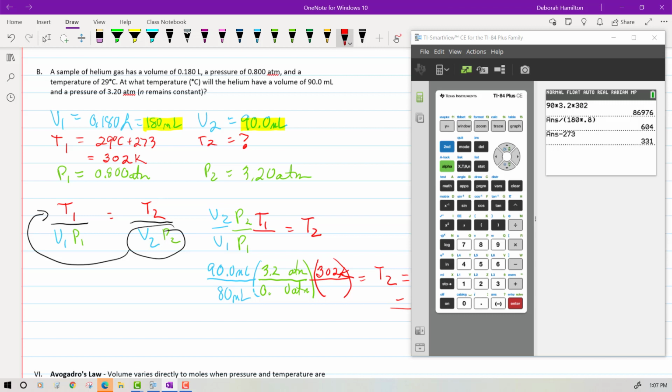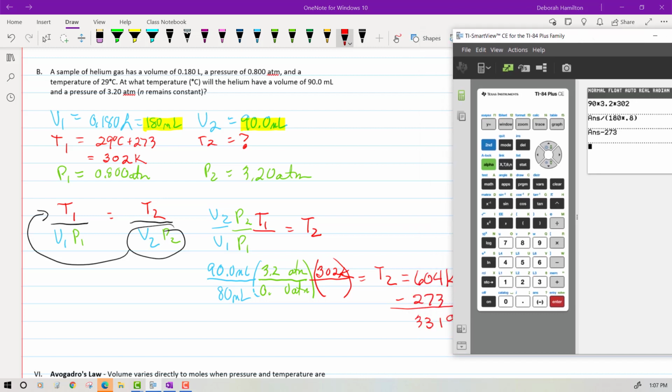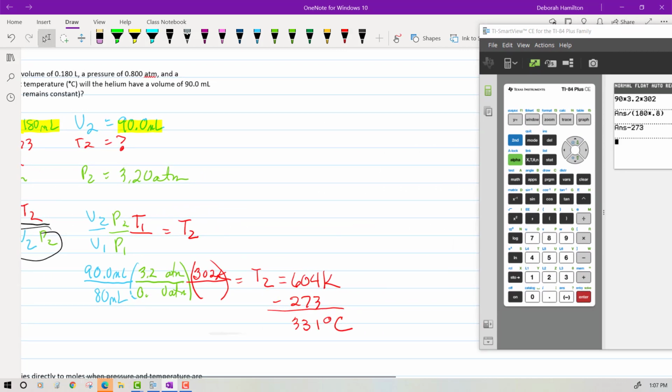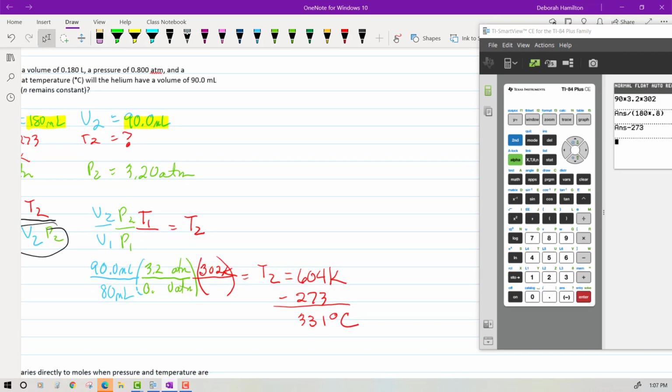And there's a lot of things that we don't even need to worry about on the calculator until we get to the end here. And I want to show you why. Because 90 mLs into, I'm sorry, that should be 180. Okay, I knew something was wrong there. So 90 into 180 is 2. So that's just a 2 in the denominator.